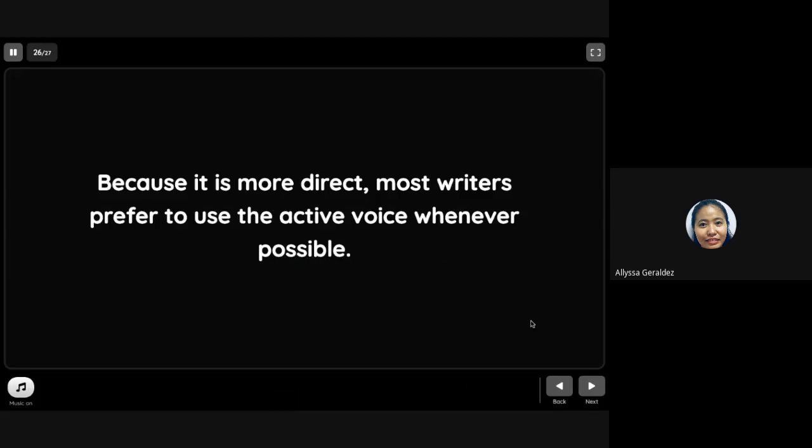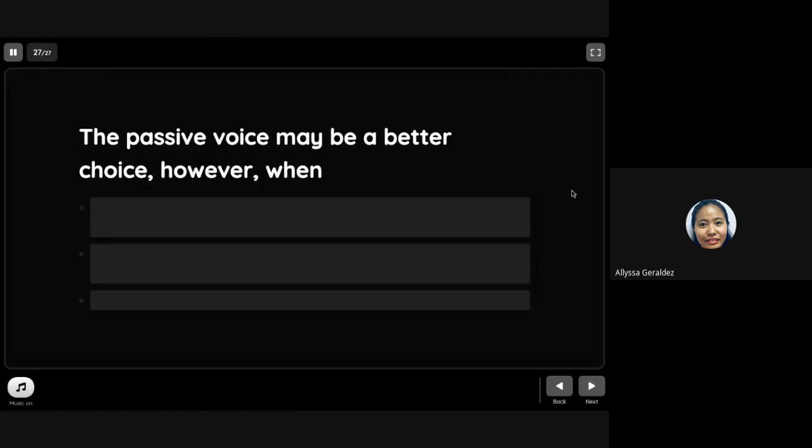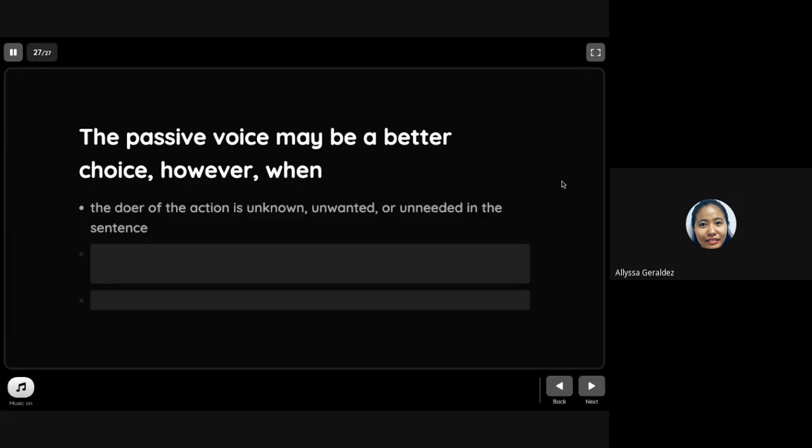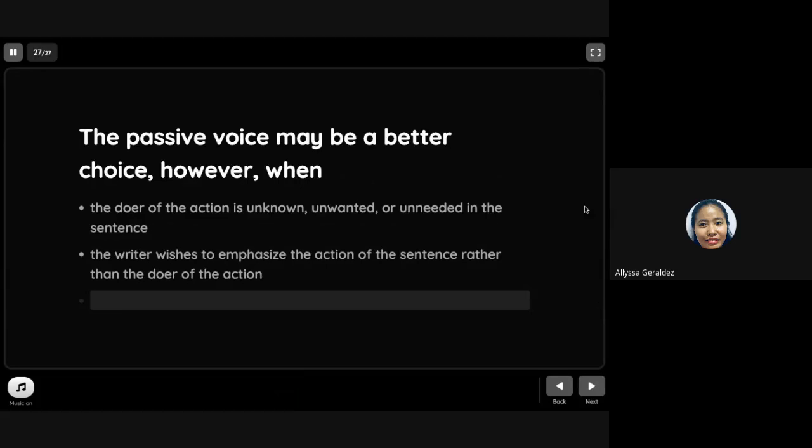And now let's be reminded that because it is more direct, most writers prefer to use the active voice whenever possible. The passive voice may be a better choice, however, when the doer of the action is unknown, unwanted, or unneeded in the sentence. The writer wishes to emphasize the action of the sentence rather than the doer of the action. And the writer wishes to use passive voice for sentence variety.